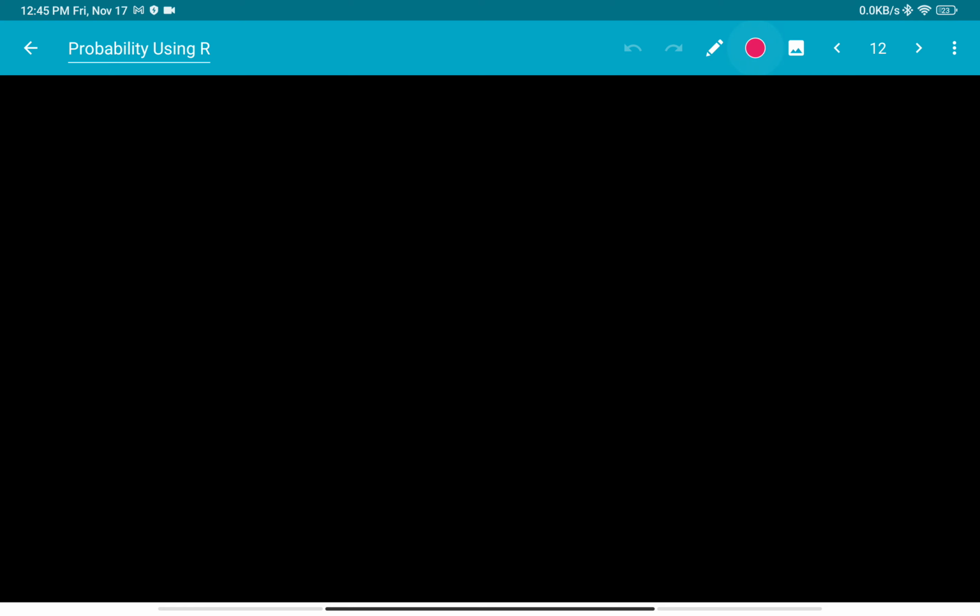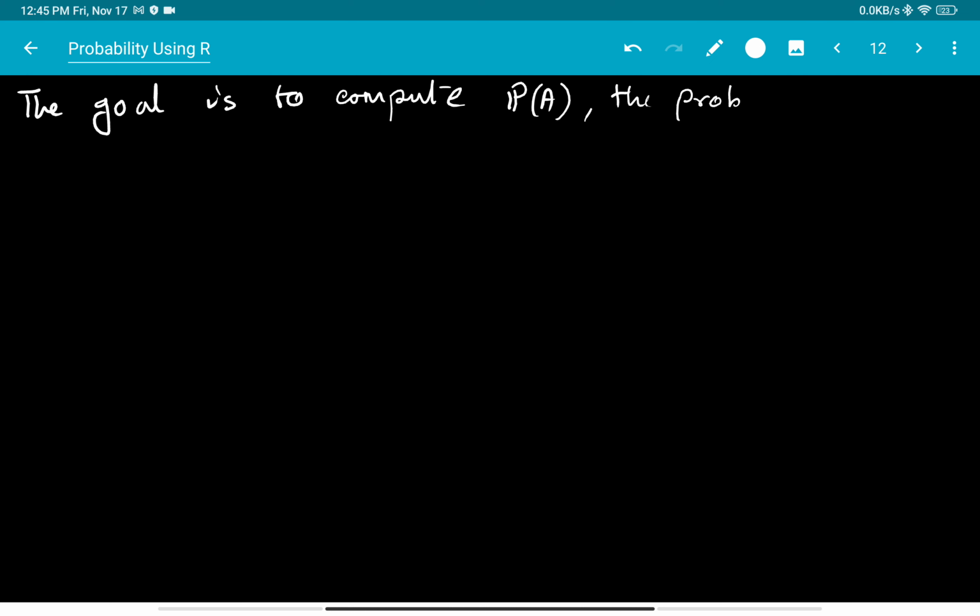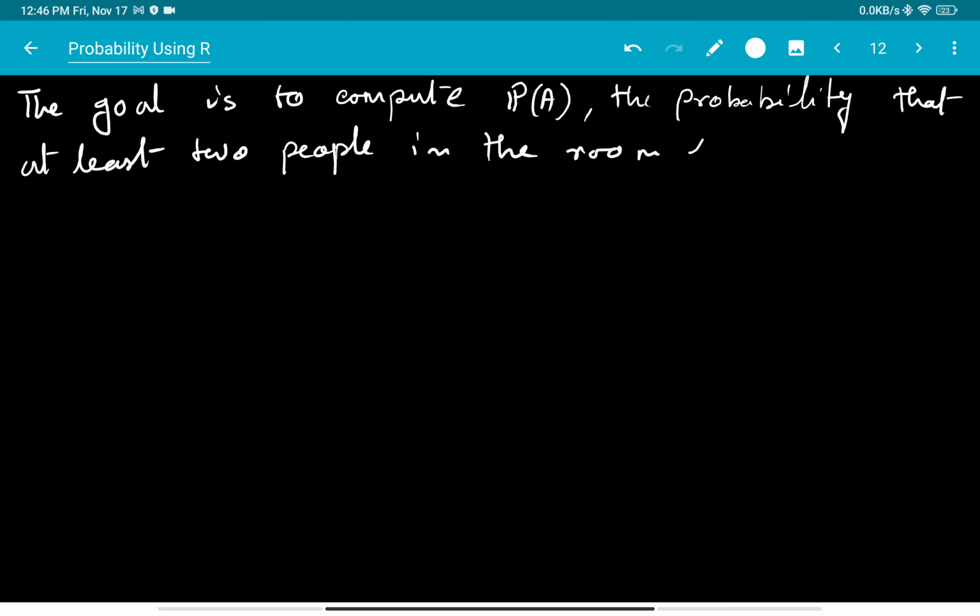The goal is to compute the probability of A, this event A that I have addressed: the probability that at least two people in the room have the same birthday.